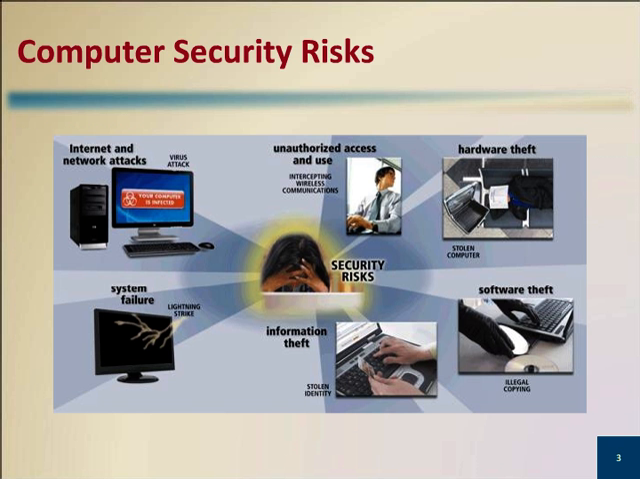A computer security risk is an event or action that causes loss of or damage to a computer system. There are several types of security risk, including software theft, hardware theft, unauthorized access and use, internet and network attacks by computer viruses, worms, and Trojan horses, system failure, and information theft. Some of these breaches to computer security are accidental, others are planned.